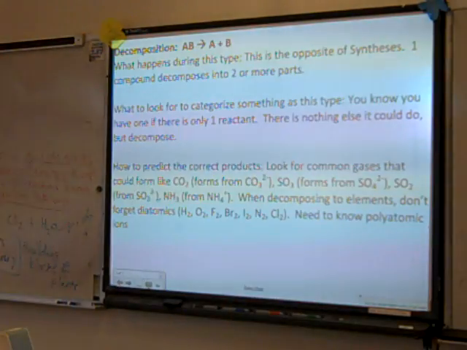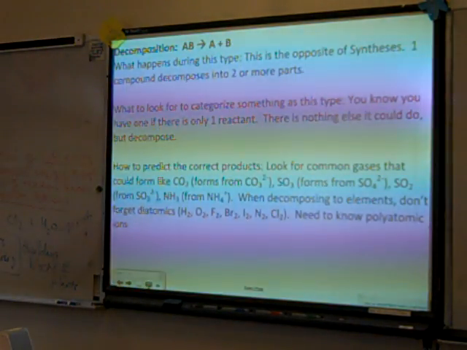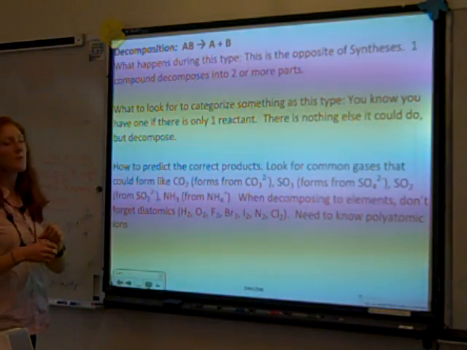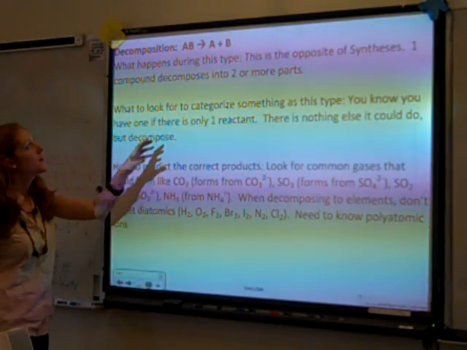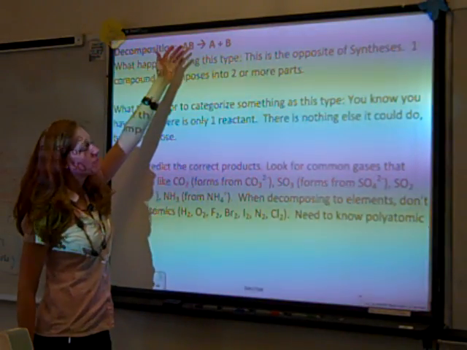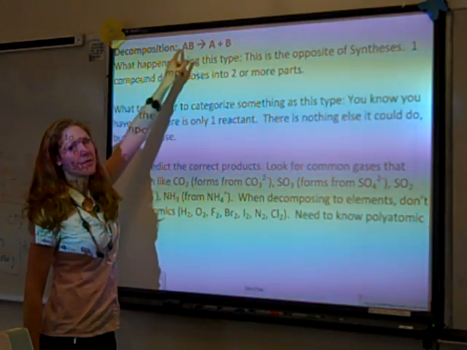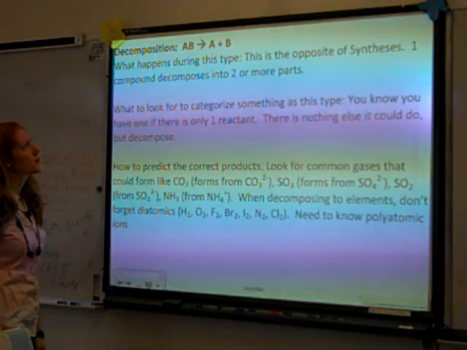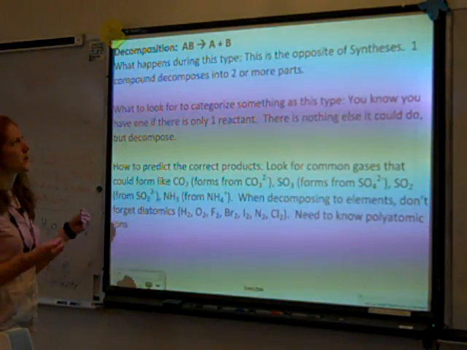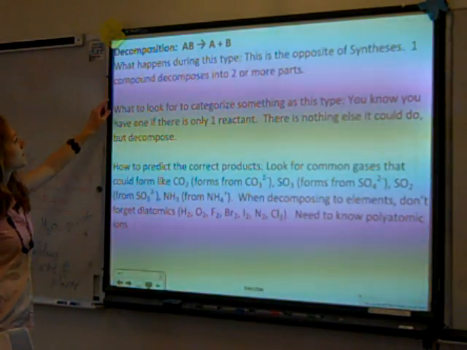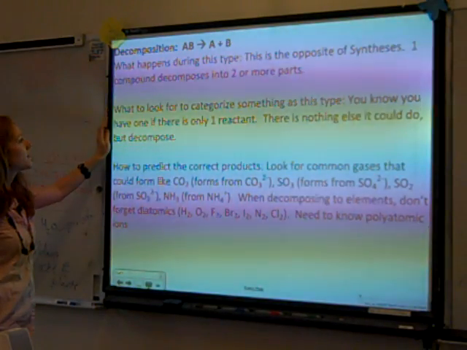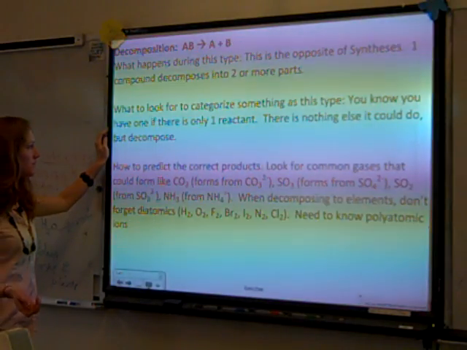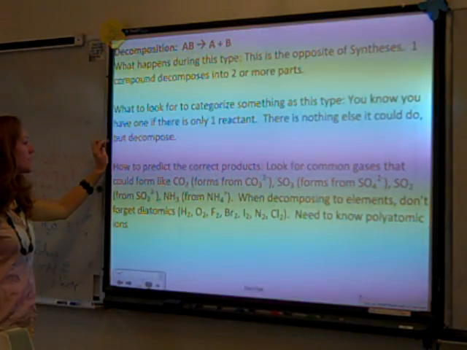Okay, decomposition is the next type of reaction we're going to practice. Decomposition is the opposite of synthesis. Instead of coming together, something is decomposing, it's falling apart. So think always, just one compound. There's just one compound and it falls apart into elements, or into an element and a compound, into more pieces. So the thing you're going to look for is if there's only one reactant. If there's one reactant, there's nothing else it can do other than fall apart, decompose.